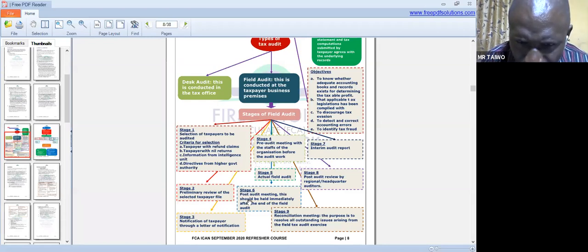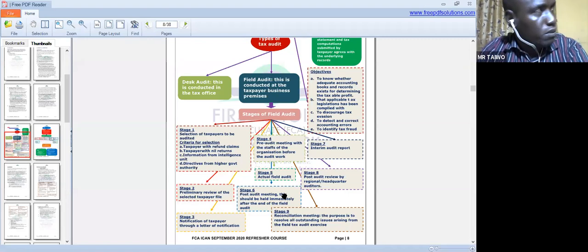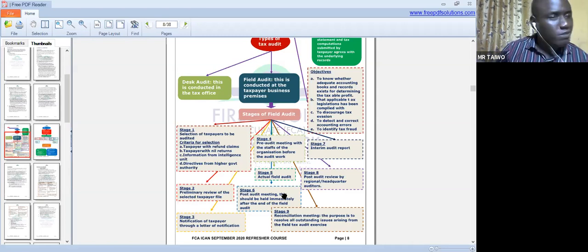Now, after the audit, they will do a post-audit meeting. After they have finished the audit work, they will come again and hold a meeting with you. Why are they doing that second meeting? Because they want to ask for more information that they did not get in the books. They want to ask for your assets, where are they located, and so on and so forth. All these are what they will ask.